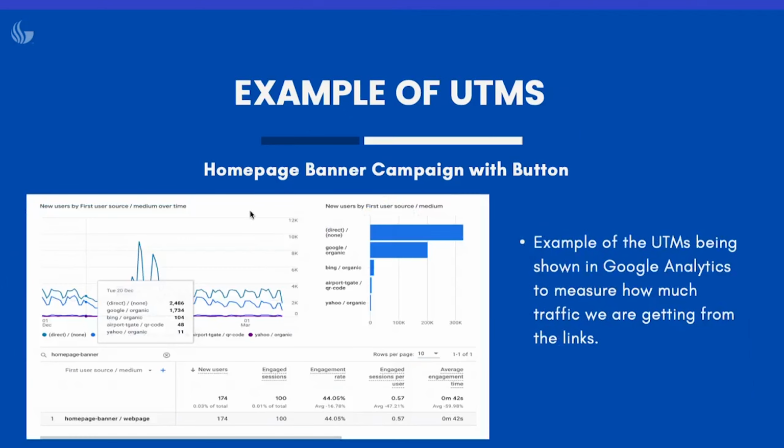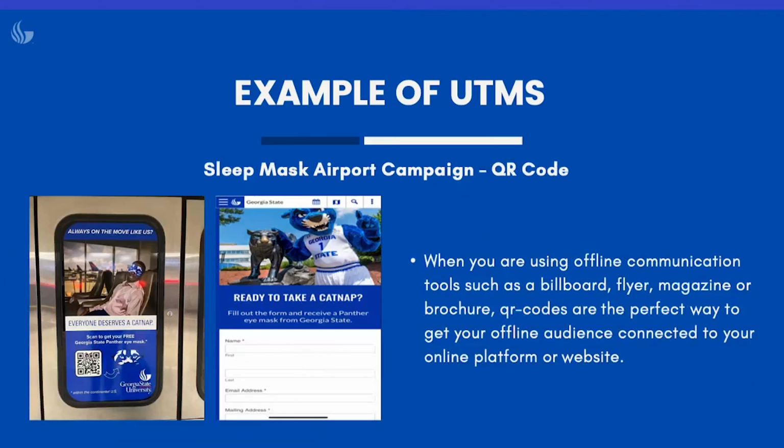And then this will just be the screen grab of what you would see in Google Analytics to see how many new users you have for the UTM code you created based on the source and the medium, the engaged sessions, the engagement rate, the average engagement time, and the sessions per user. And you're just trying to see how much traffic you're getting from the links that you created for the UTM.